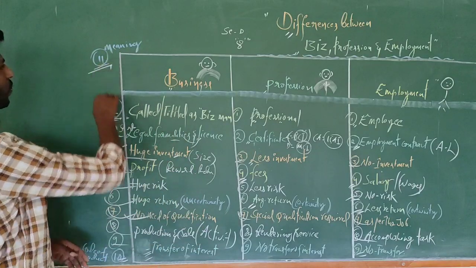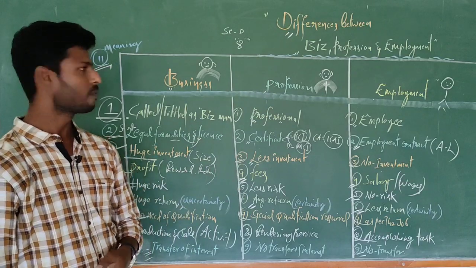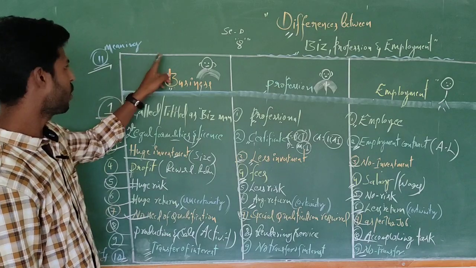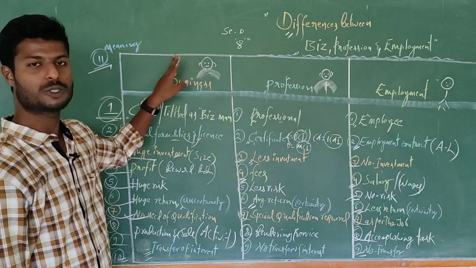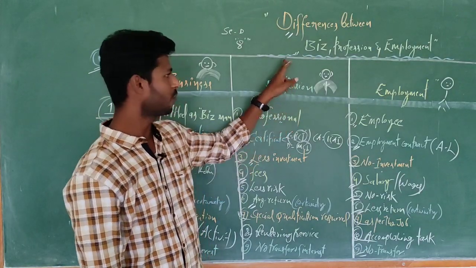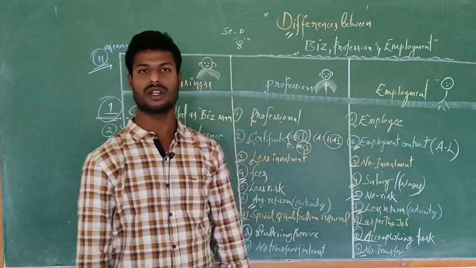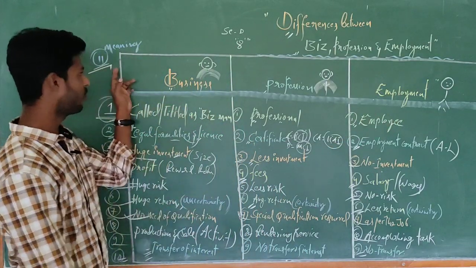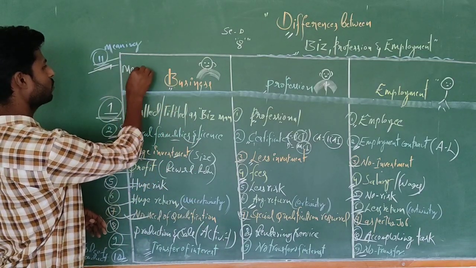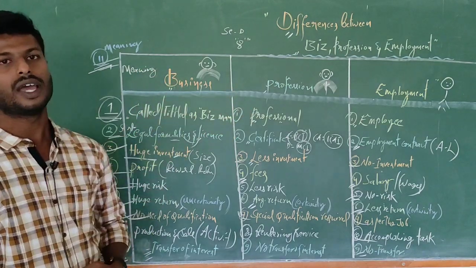And finally, the 11th one. To differentiate business, profession and employment, you can write the meaning. Business: production and sale of goods to the customer with the expectation of earning profit. Profession: rendering specialized services to the public for a fee. And employment: work for others and get remunerated in the form of salary or wages. This is the 11th difference. For the 11th one, you can write the meaning of business, profession and employment.